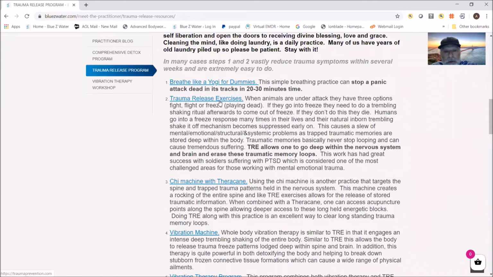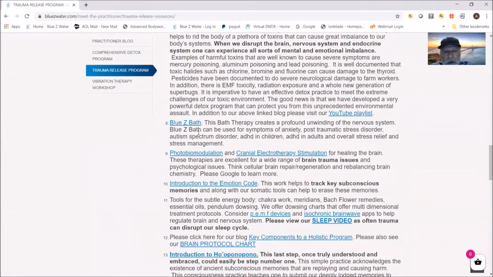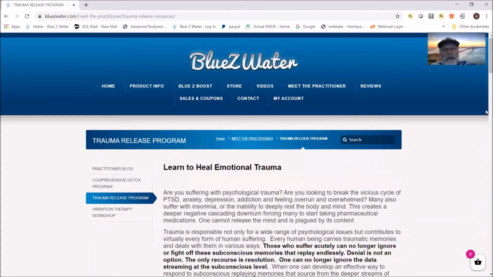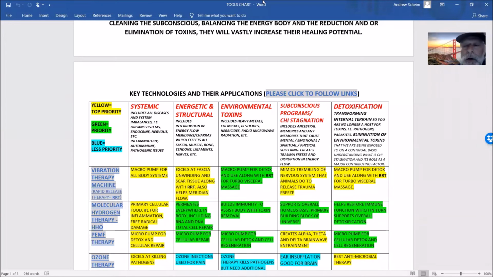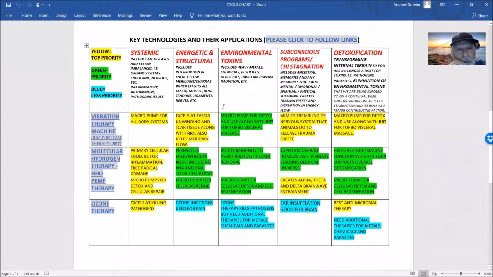We didn't include trauma release exercises because it's limited to trauma. It's not a technology, it's a practice you can learn. And you have some additional therapies here. And so definitely with any issue, you're going to be looking at always the subconscious piece. But autoimmune, the body's attacking itself. Okay, so we're going to work on doing a vibration machine using the rapid release.